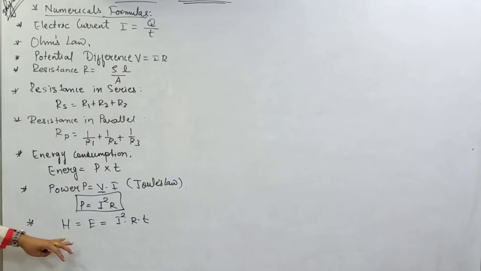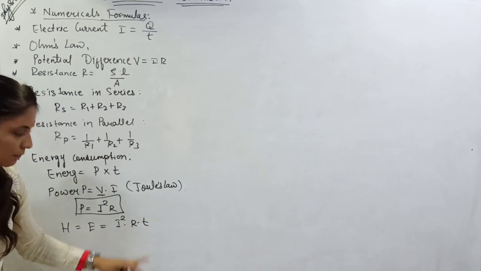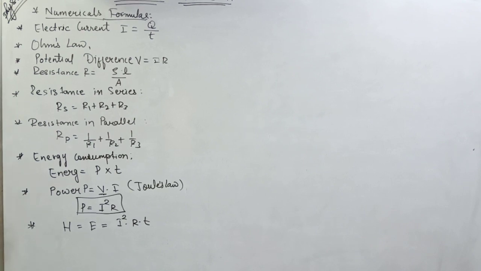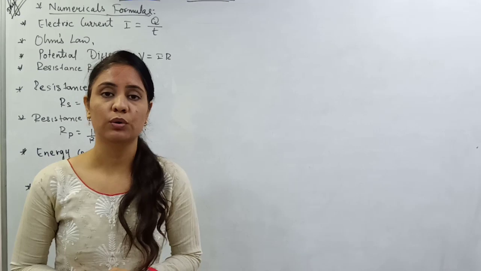So this equation we can use when we are given current, resistance and time. These are the important formulas of chapter number 12, everyone. If you are aware of these formulas, you can attempt the rest of the numericals. Now, how to solve them?